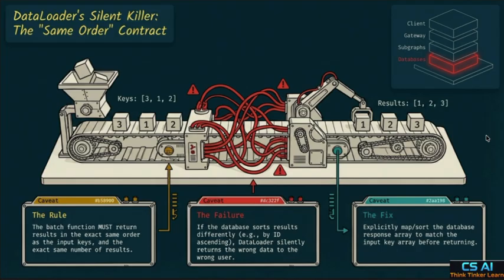However, DataLoader has a silent killer, the same-order contract. The batch function must return results in the exact same order as the input keys and return the exact same number of results. If a database sorts results differently, say by ID ascending, DataLoader might silently return the wrong data to the wrong user. The fix is to always explicitly map or sort the database responses to match the input key array before returning.